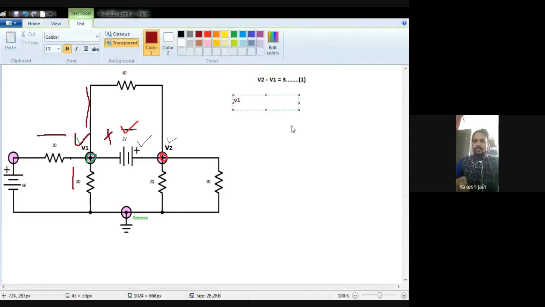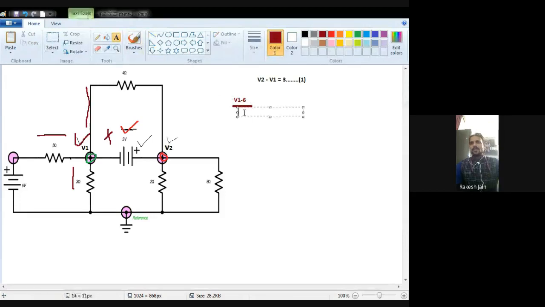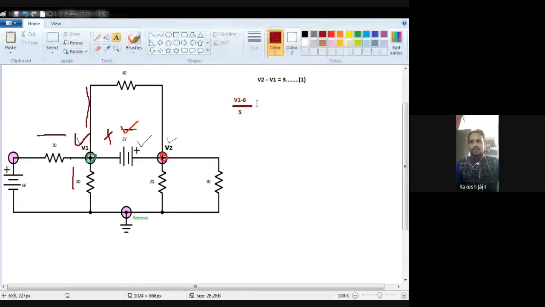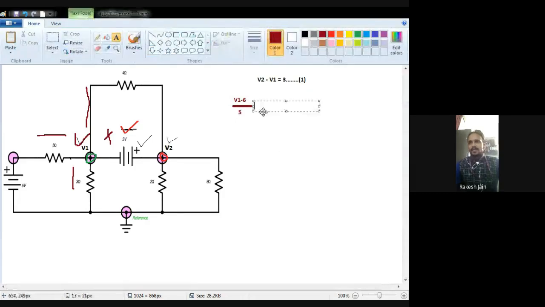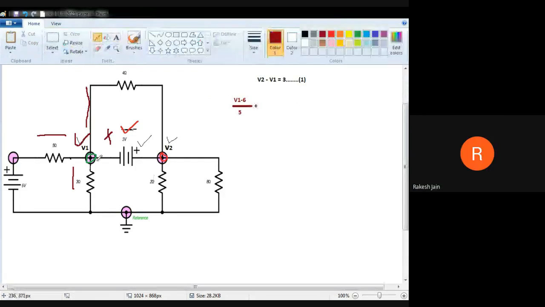First is V1, and a battery of 6 volts is connected. Which sign of that battery is connected towards your node? Plus sign is connected, so write it with negative. So the first equation is V1 minus 6, divided by the value of the resistance, which is 5. So V1 minus 6 divided by 5.